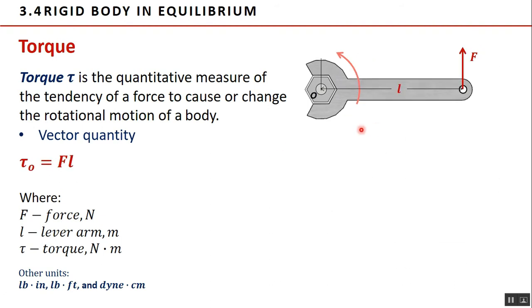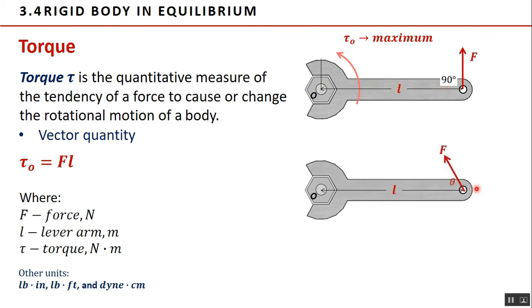Torque varies with the lever arm L and the relative angle of the line of action of the force F from the lever arm. Remember, torque is at maximum value when the force F acts perpendicular to the lever arm, that is, the angle between the force F and the lever arm L is 90 degrees. When the force F acts at an angle theta from the lever arm, we will consider only the component which acts perpendicular to the lever arm.